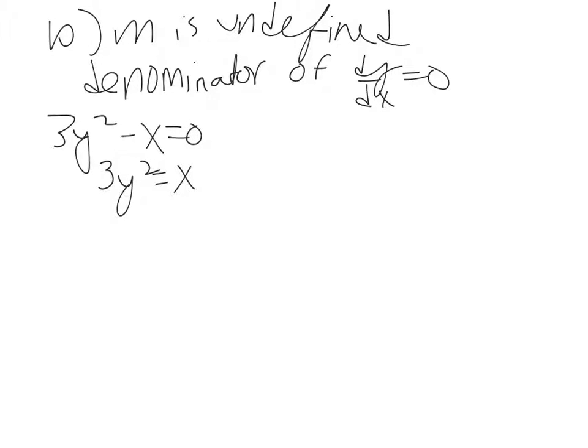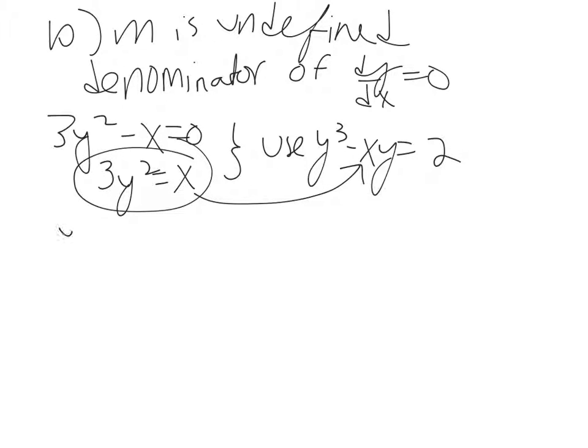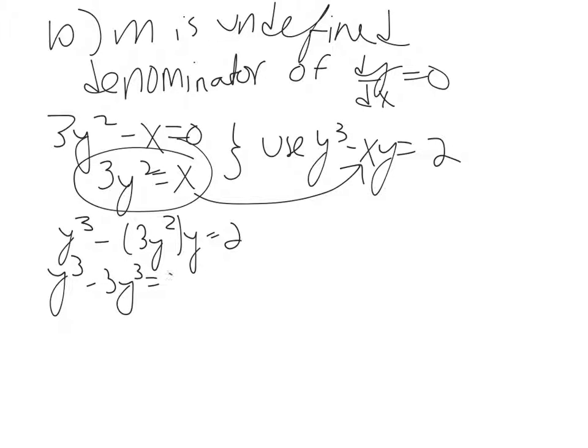Okay, and then you might say to yourself, well, what the heck do I do here? They want coordinates of a point. Well, you have another equation. You have the original equation. So that's actually what you're going to do here. You're going to use that and substitute this in for that. So y is negative 1.